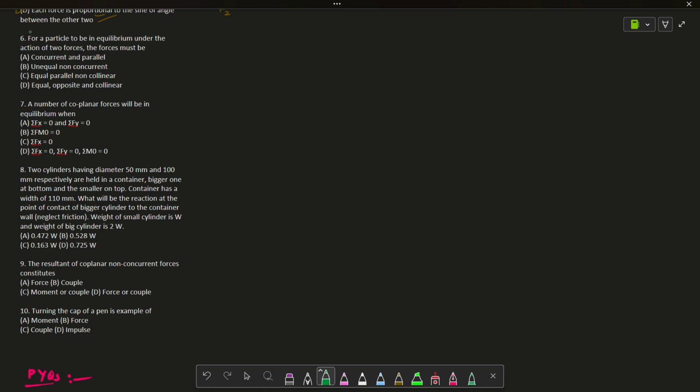I'm going to the sixth question. For a particle to be in equilibrium under the action of two forces, the forces must be... So it's saying that for a particle to be in equilibrium under the action of two forces, what's the condition so that the body is in equilibrium? Option A: concurrent and parallel.